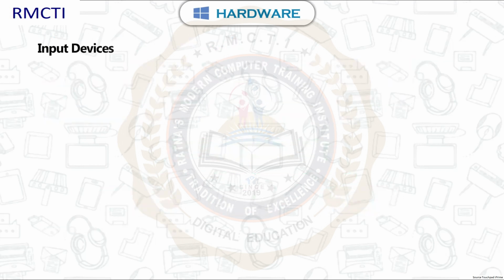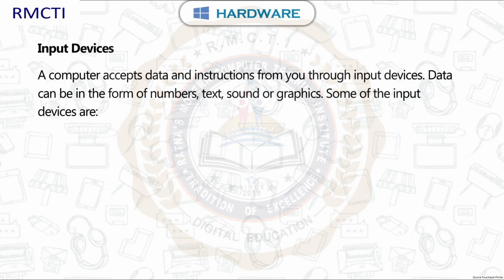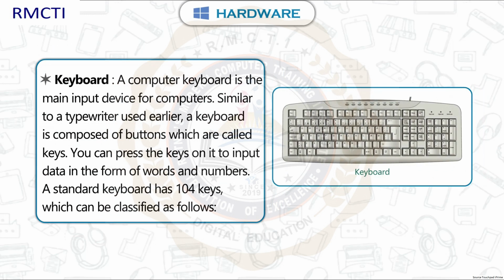Input devices. A computer accepts data and instructions from you through input devices. Data can be in the form of numbers, text, sound, or graphics. Some of the input devices are the keyboard. A computer keyboard is the main input device for computers. Similar to a typewriter used earlier, a keyboard is composed of buttons which are called keys. You can press the keys on it to input data in the form of words and numbers.